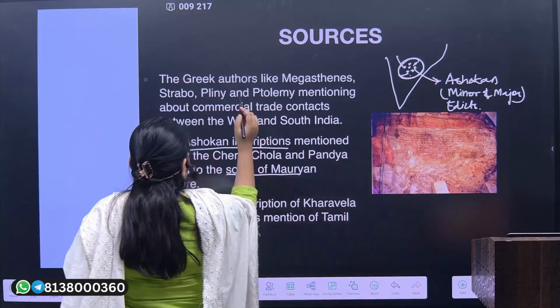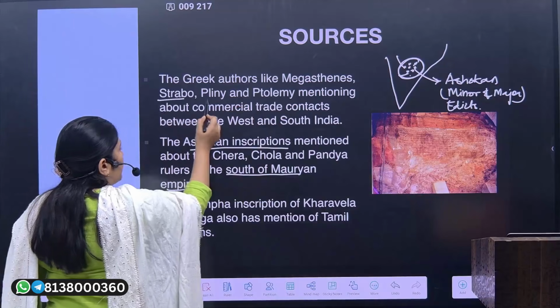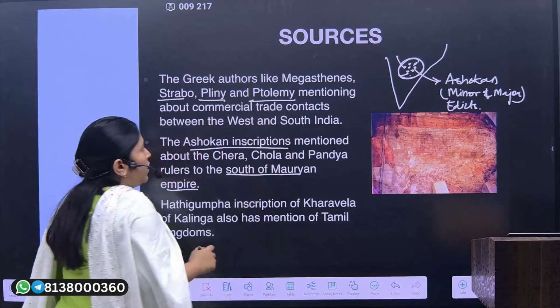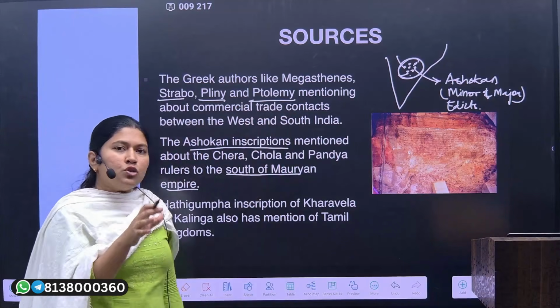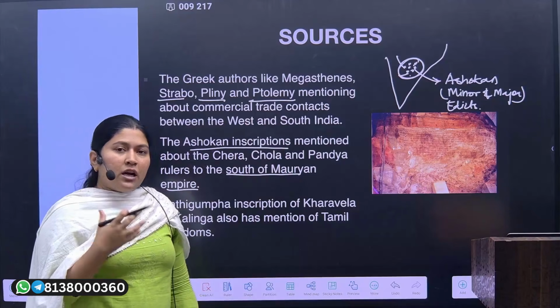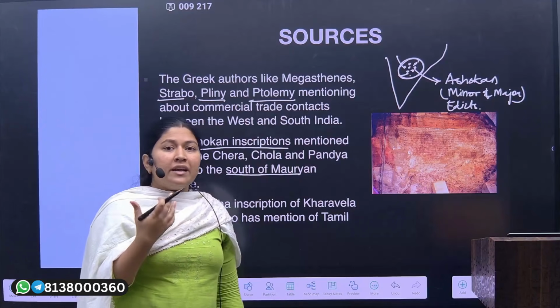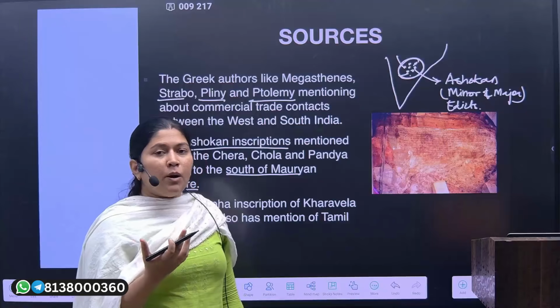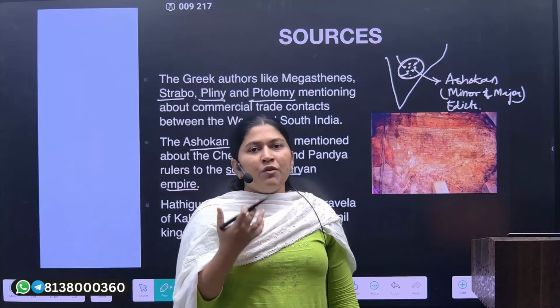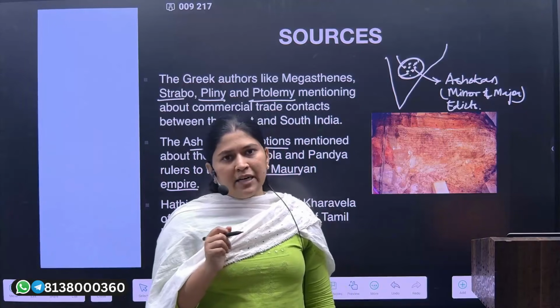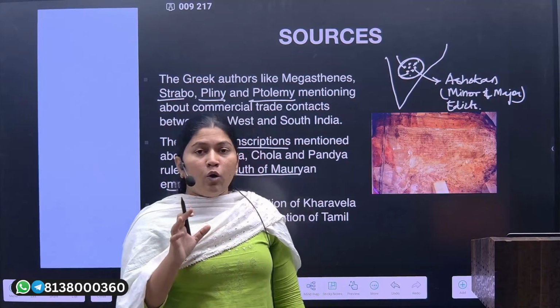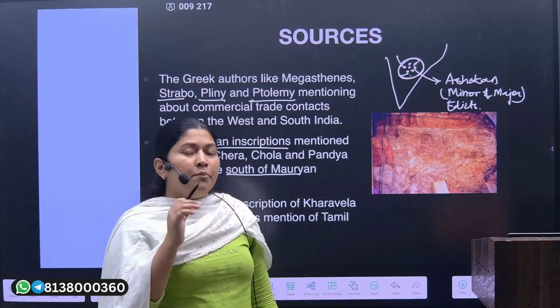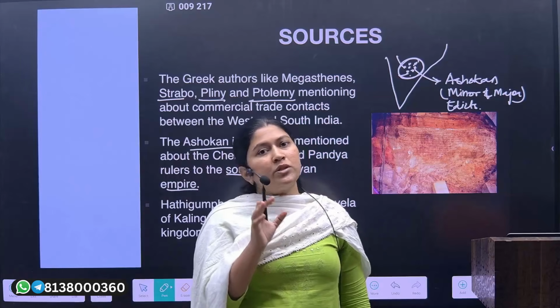Second, the Greek authors like Megasthenes, Strabo, Pliny, and Ptolemy would also be talking about the Sangam age. They would be talking about the trade relations. They would be talking about the revenue system which was present during the Sangam age. Of course, they would also be talking about the society, but majorly they would be talking about the trade relations.